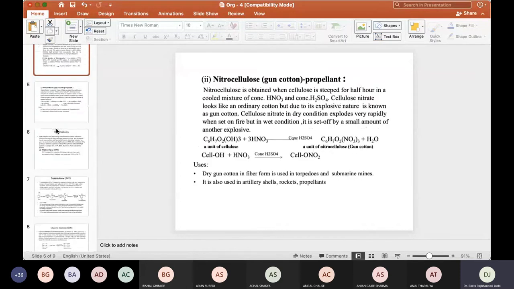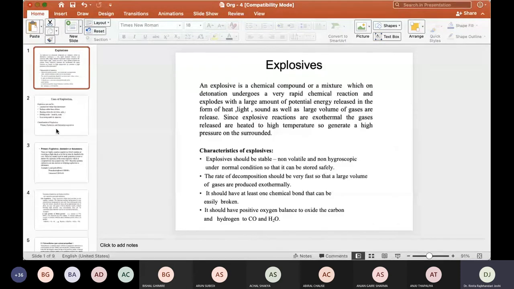Other things are not included in the syllabus. Nuclear fission and others are not. From this explosive topic, it carries 5 marks for your semester. So let me go to another topic and start a little, since 225 is there, after that we can go directly to the next. So this is about explosive.